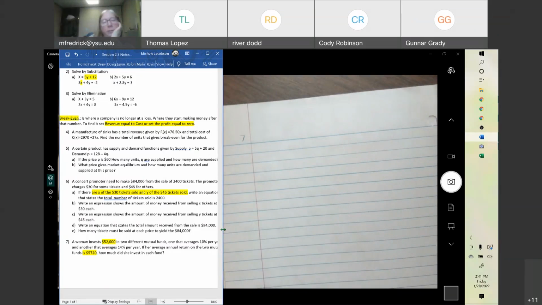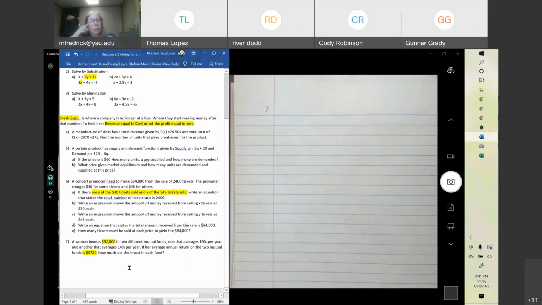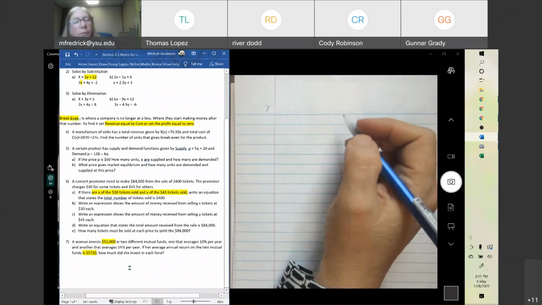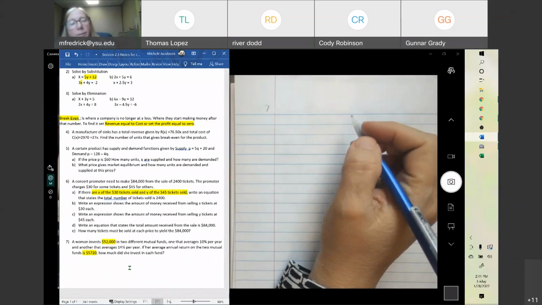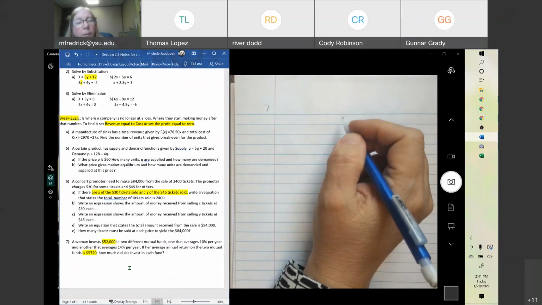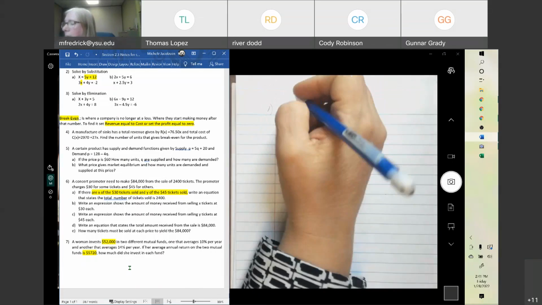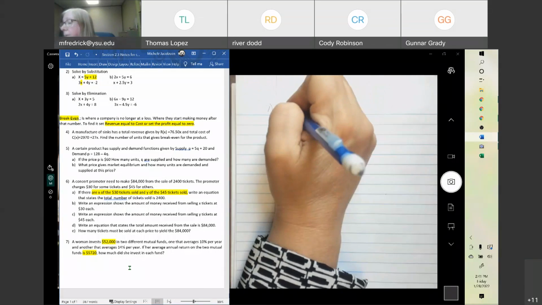Open this a little so you could see it. A woman invests $52,000 into two different mutual funds, one that averages 10% and the other 14% per year. Her average annual return on the two funds is $5,720. How much did she invest in each? So we have two, and we want the amount invested.